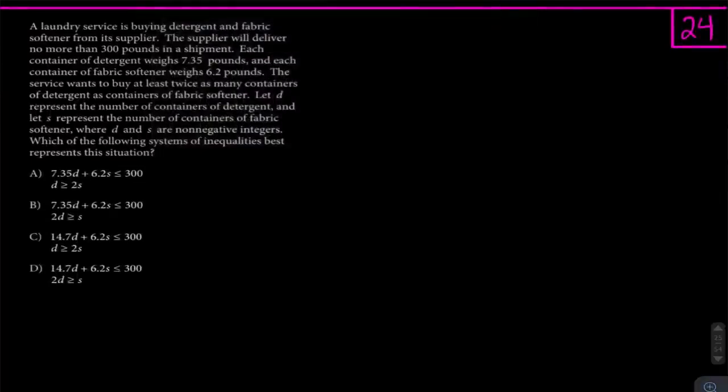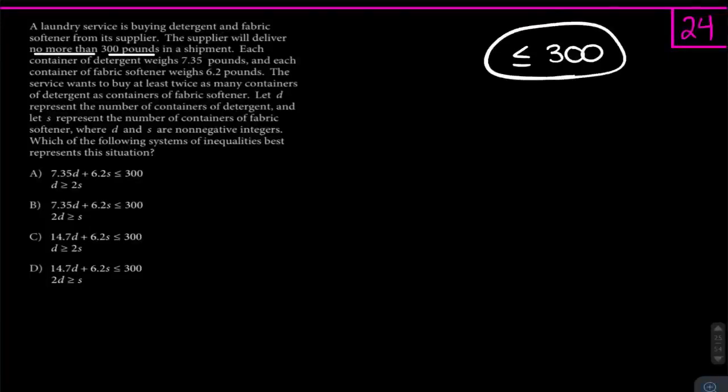On to problem 24. We have that a laundry service is buying detergent and fabric softener from its supplier. The supplier will deliver no more than 300 pounds in shipment. Okay, so we see 300 pounds. So we're thinking it's, well, oops, wrong sign. There we go. Less than or equal to, right? No more than 300 pounds. So it can't be any more than 300. So we know we're dealing with something like that already.